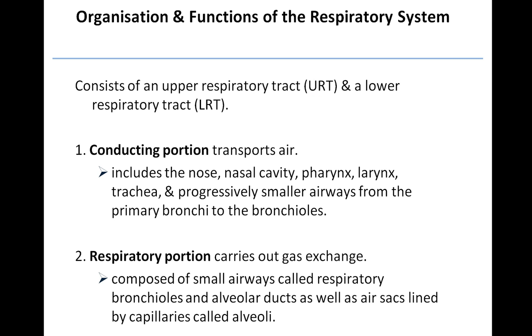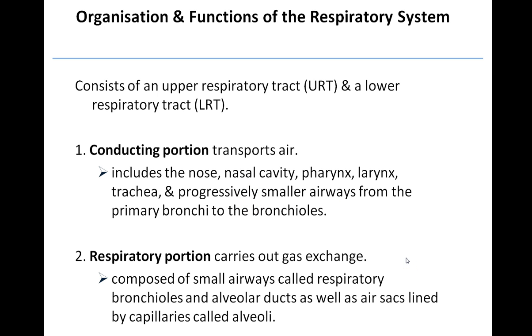We can also consider the structures of the respiratory system in a functional context. If we do this, we can break it up into two basic divisions. Structures of the respiratory system that conduct air, that allow the movement of air from the mouth to the areas where gas exchange can occur. Conducting portions are listed here and include such things as the nasal cavity, pharynx, larynx, and the other associated airways.